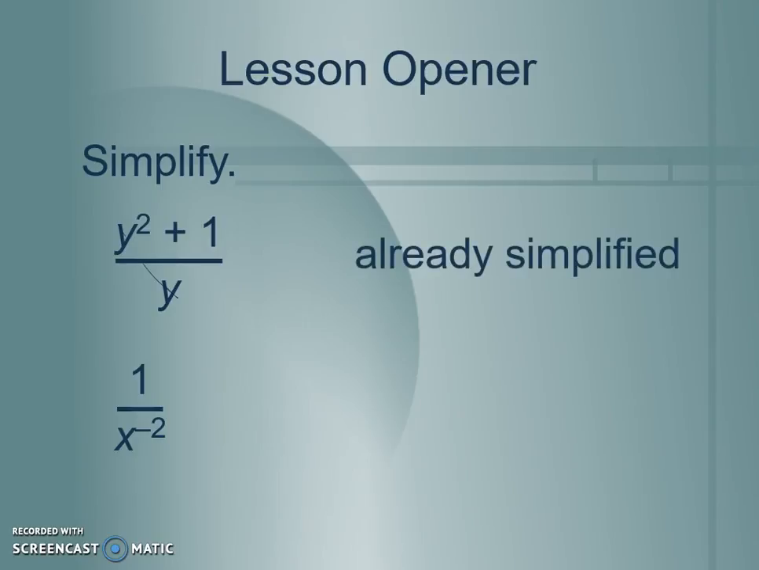And the last one, hopefully you remember when you see a negative exponent, you flip it. Whether it's on the bottom, you flip it to the top, or if it starts out on the top, you flip it to the bottom. So 1 over x to the negative second power is x to the second power.